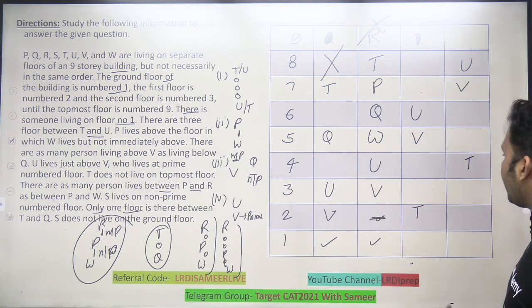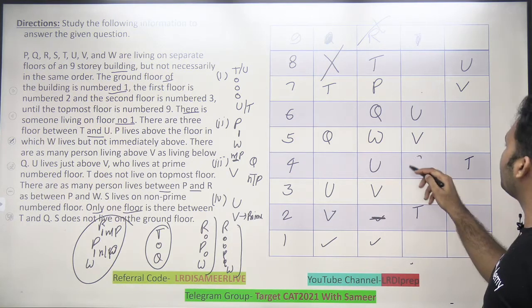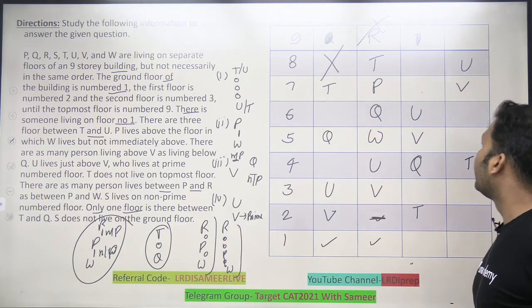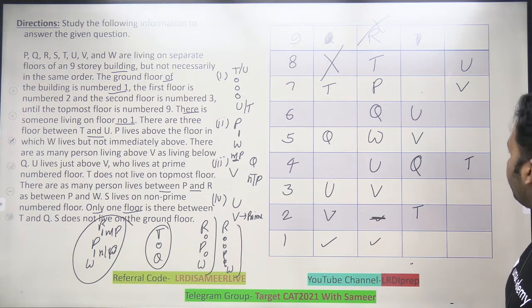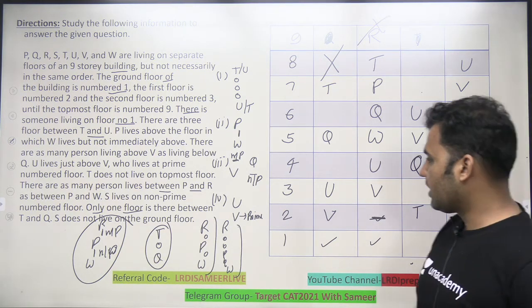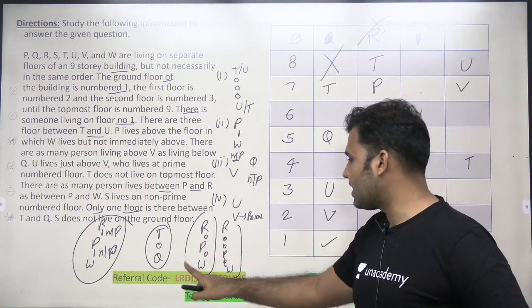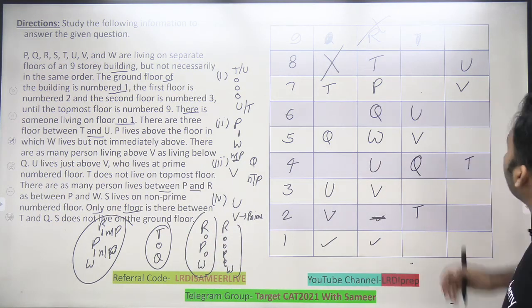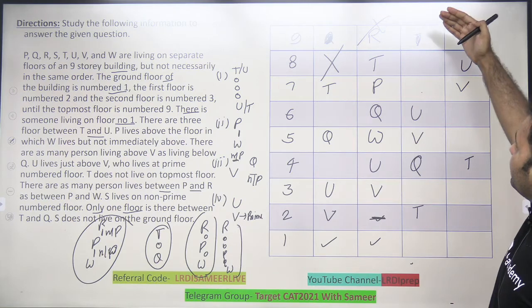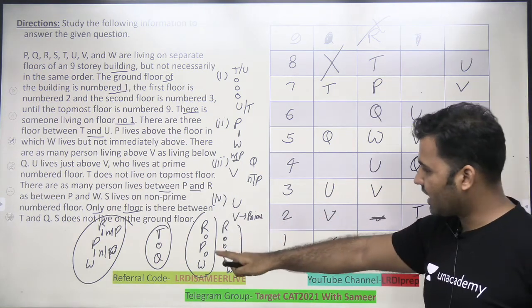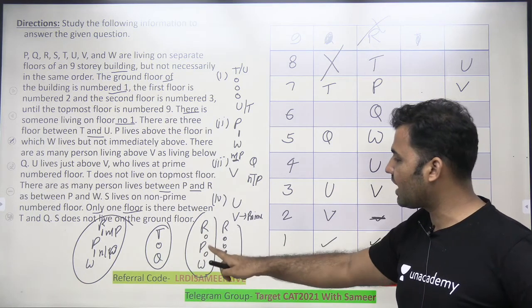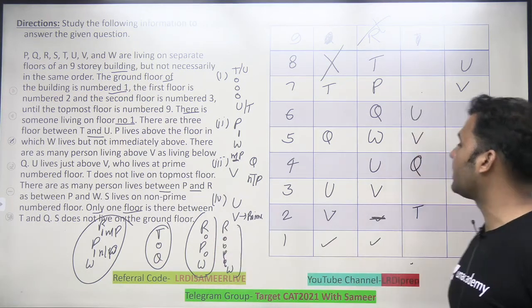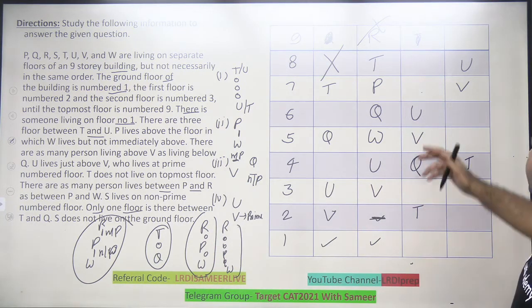Now to maintain a gap of 1 floor between T and Q, Q can come over here only. Now you can straight away see, is it possible to position R, P, and W in this way or this way, right? I need 3 floors occupied by R, P, and W, then a gap of 1 floor. So I need 5 floors in this way, right? It's not possible.